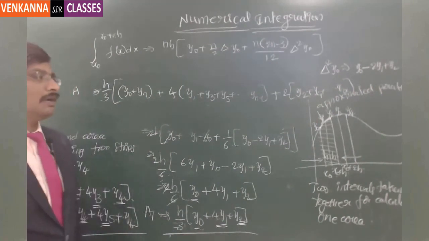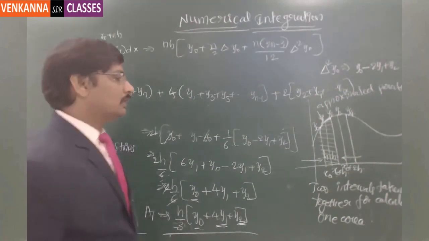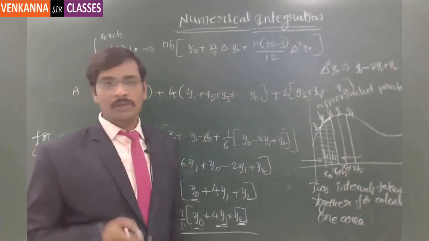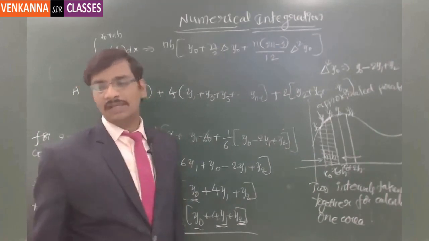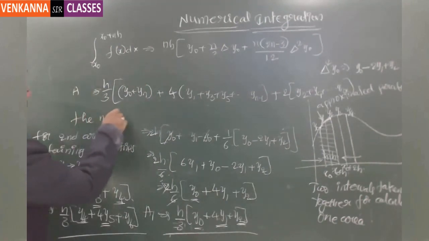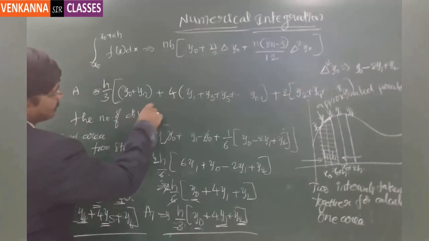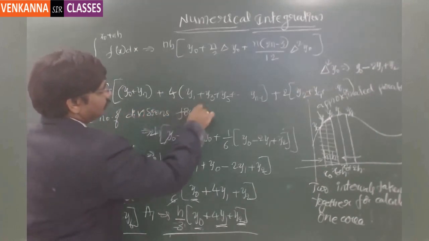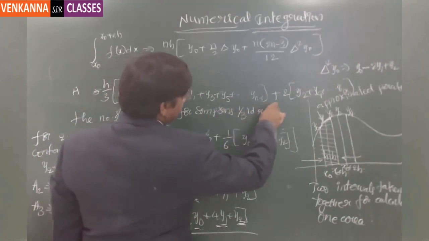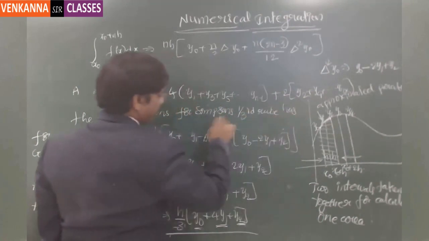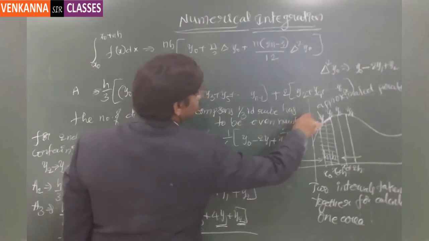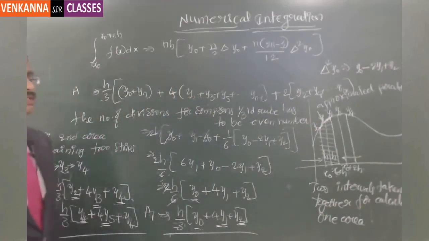If you notice, one important aspect in this particular Simpson's one-third rule is that when you are dividing the number of intervals, it has to be always an even number. Why? Because you are bringing 2 areas together as a single number. So the number of divisions for Simpson's one-third rule has to be an even number. So this is the rule for Simpson's one-third rule. Got it? Because you are considering 2 strips together.